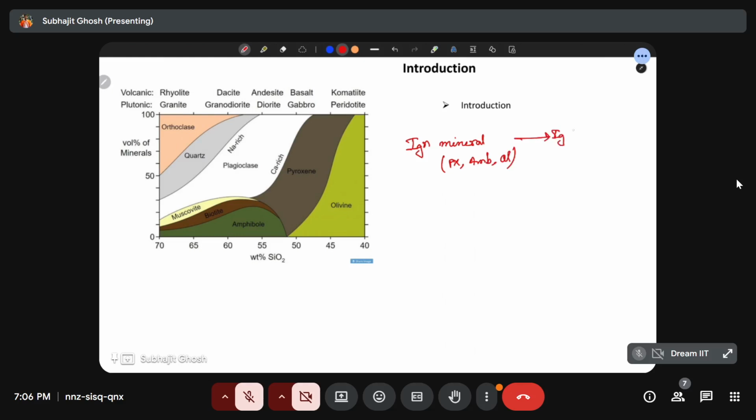Igneous rock. Okay, let's start with the basic information first. There are two types of igneous rock: one is the plutonic one, and another one is the volcanic one, right?